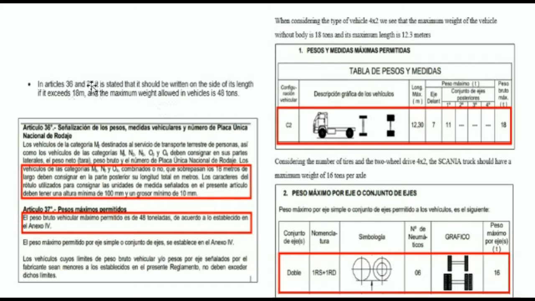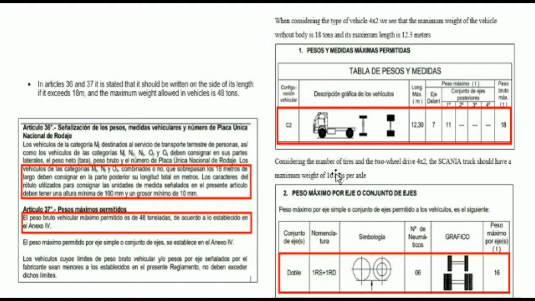And Article 37 says that the maximum weight allowed in vehicles is 48 tons. Then we have, if we consider the type of the vehicle, that is Scania 442, we can see the maximum weight of the vehicle without body is 18 tons and the maximum length is 12.3 meters, and we can see here.